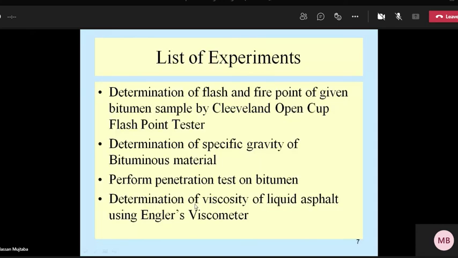So that was the penetration test on bitumen. Then the determination of the viscosity of liquid is done using the angular viscometer. What is viscosity? Viscosity is resistance to flow. For liquid asphalt and cutback, we determine kinematic viscosity, and for this, viscosity can be found at room temperature.